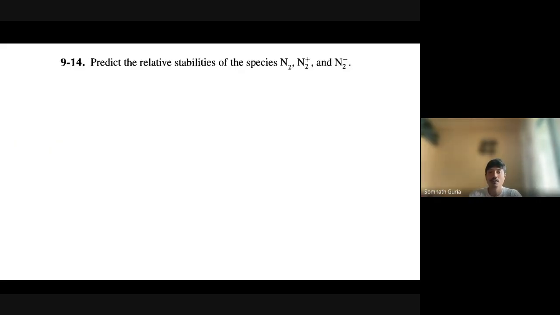It is the bond order of nitrogen. We already discussed the bond order of nitrogen: 3. The bond order of N2 plus is 2.5. What is the bond order of N2 minus? Can you do that? Calculate the bond order of N2 minus.